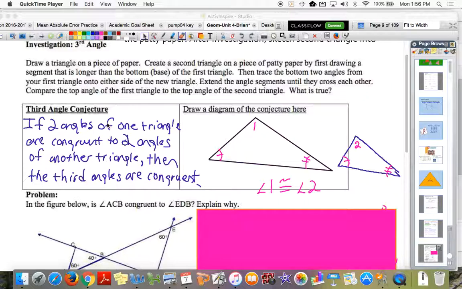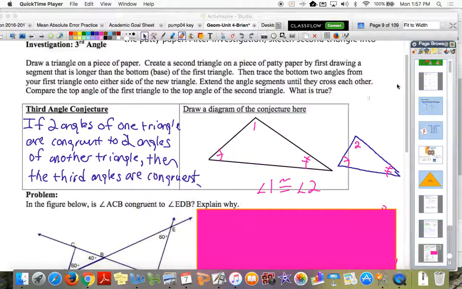Okay, so please write down the property here. It says if two angles of one triangle are congruent to two angles of another triangle, then the third angles are congruent. All right, so if those first two angles added up to 100 degrees, for instance, then that third angle would have to be 80 degrees in both those triangles. If the first two angles in one triangle added up to 130 degrees, then the remaining angle in each triangle must be 50 degrees. So angle 1 has to be congruent to angle 2 if the other pairs of angles are congruent. That's called the third angle conjecture, third angle property.